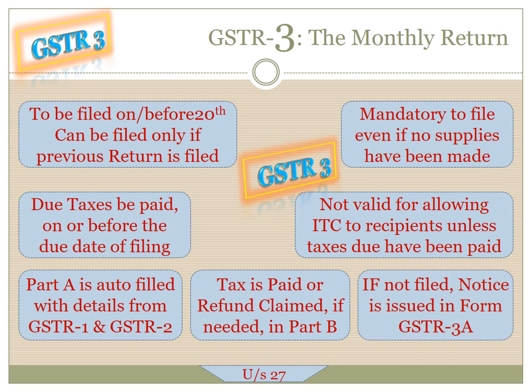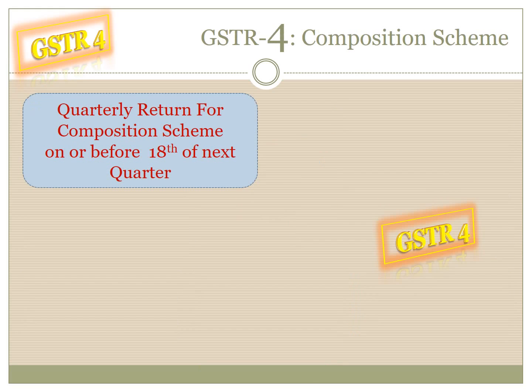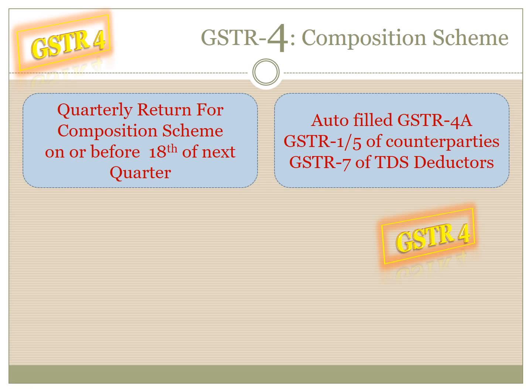If the return is not filed on or before the due date, a notice is issued in Form GSTR 3A requiring the registered person to file the return within next 15 days. Quarterly return in Form GSTR 4 is required to be filed within 18 days after the end of the quarter by taxable persons who have opted for composition scheme. This form is filled with the help of auto-filled Form GSTR 4A, which has details of outward supplies filed by counterparty suppliers and also TDS details filed in Form GSTR 7 by TDS Deductors.